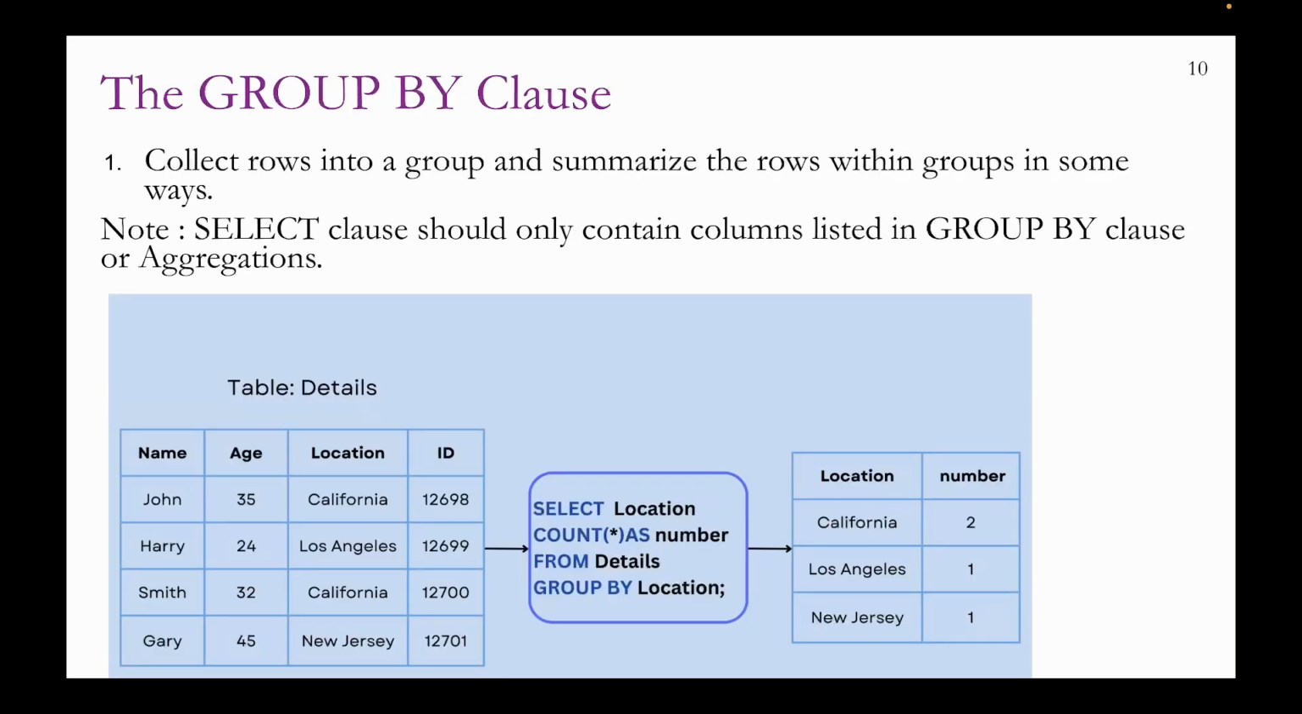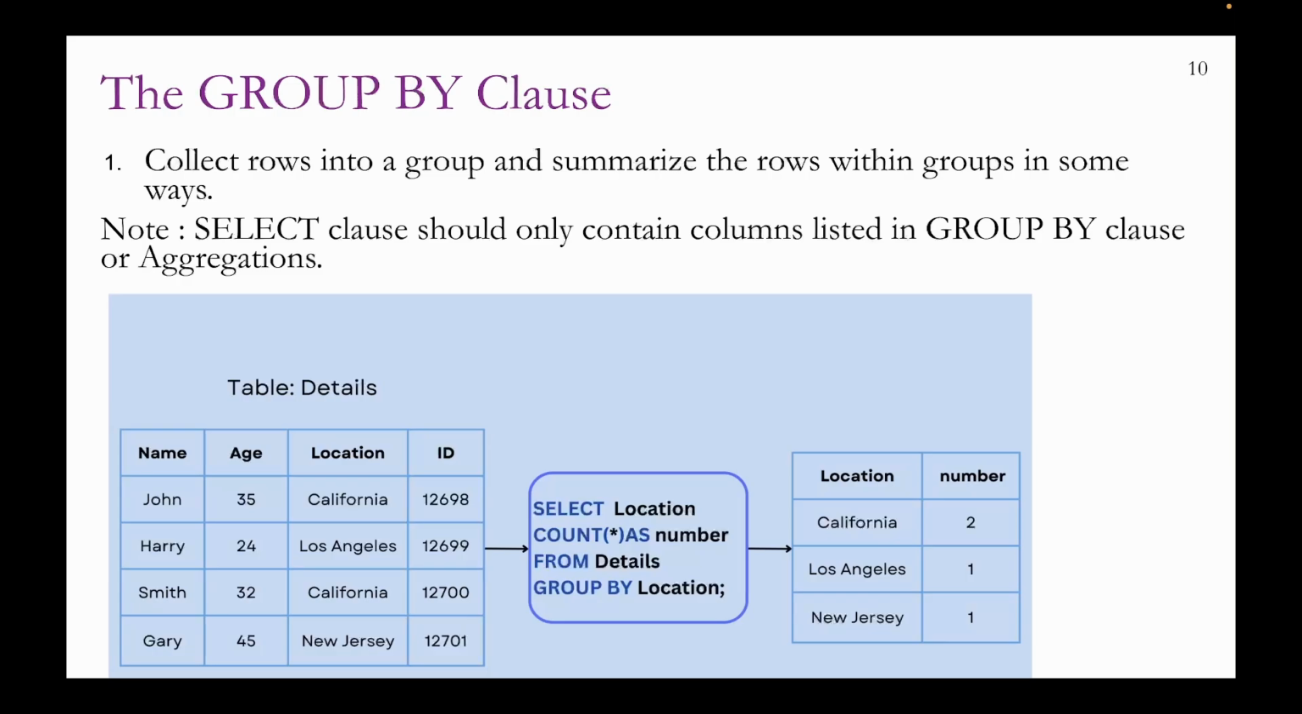Next is the group by clause. What this clause does is, after where, once we have finally selected a chunk of our table, we want to collect rows into certain groups. So we use the group by clause. In the example, we want to separate the rows using location, so we write group by location. So the California rows come together, Los Angeles comes together, New Jersey comes together.